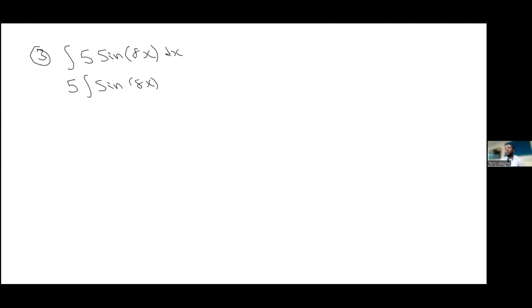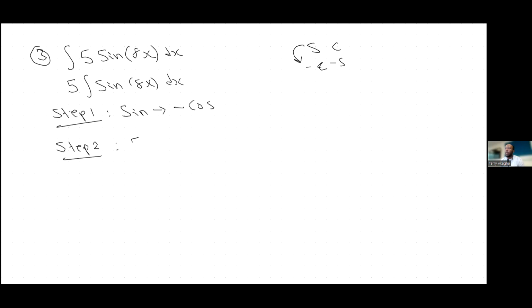All right. So the first thing, step 1, you have to convert the sine to the integrated form. So remember, it's sine, cosine, minus cosine. And when you integrate sine, it's going to give you minus cosine. Step 2, we then have to replace the minus cosine with the trig function from the question. So it's going to be 5 into bracket minus cosine 8x.